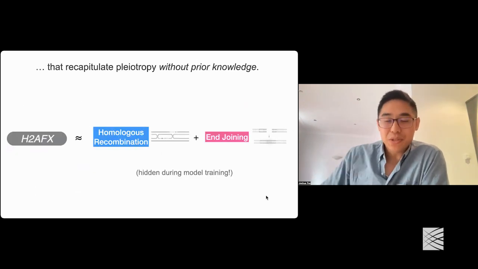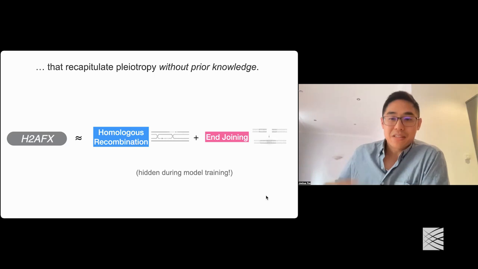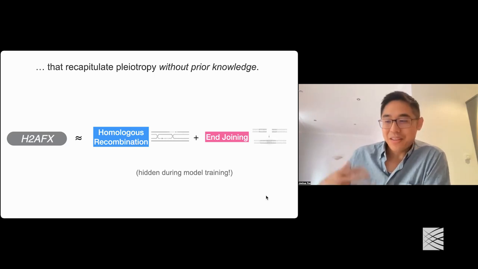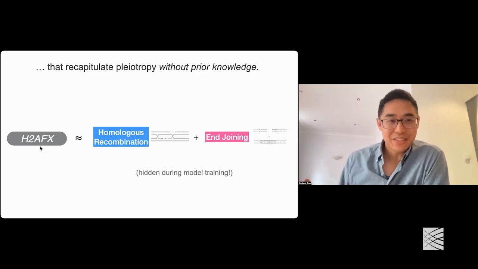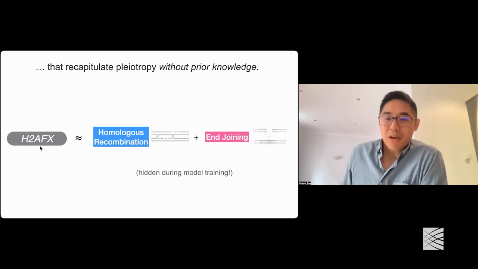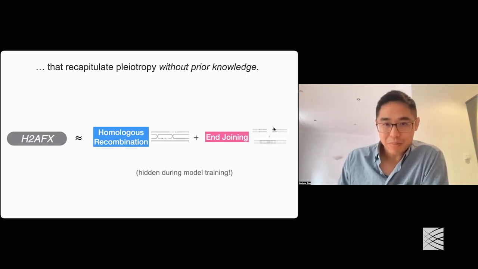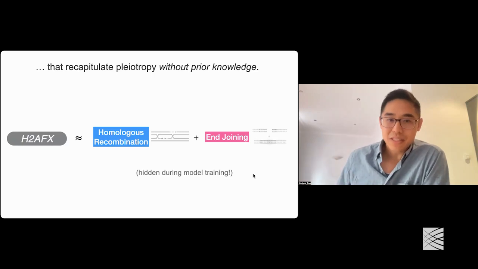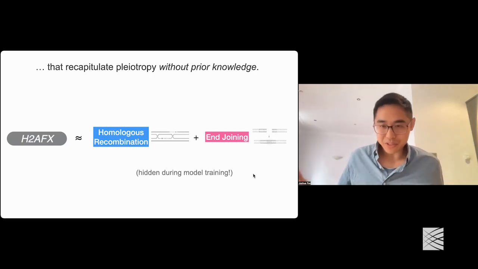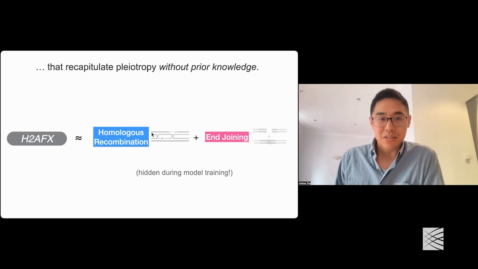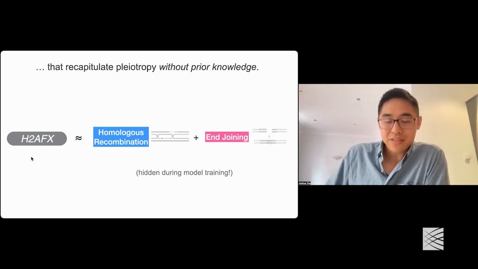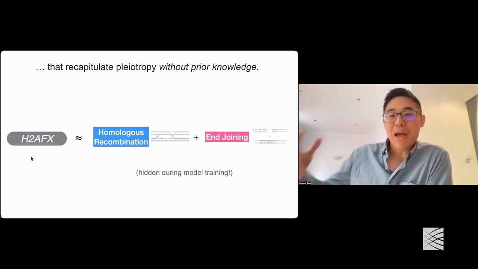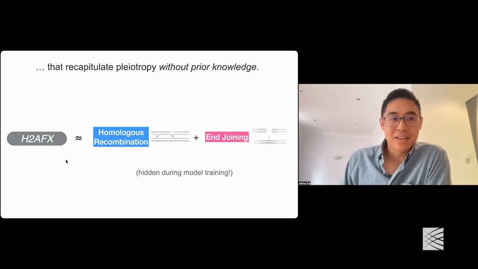If you remember from the introduction of the talk, this is exactly the kind of problem that our approach was trying to solve. H2AFX is a known pleiotropic gene. It can activate HR or end joining depending on the toxin. What our model has done is learn representations of these two pathways automatically from the patterns in the data, and then it composes them to model the effect of H2AFX. It is basically modeling the fact that different pathways can be activated by different toxins, and that gets you your representation of a single gene.